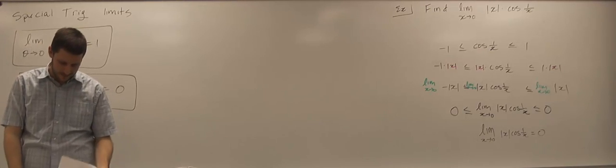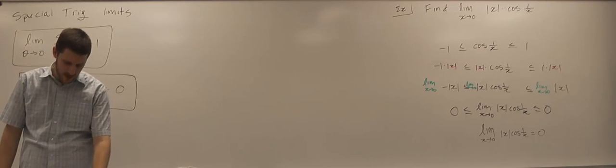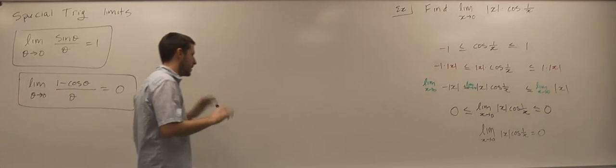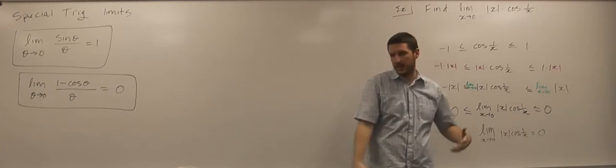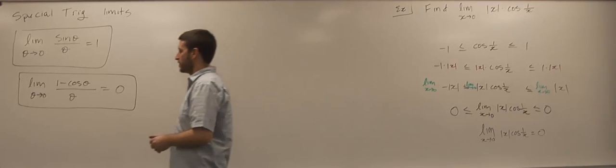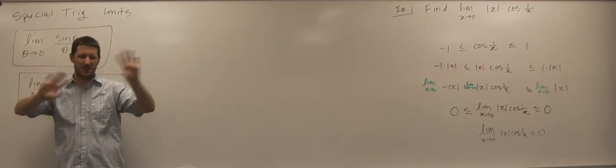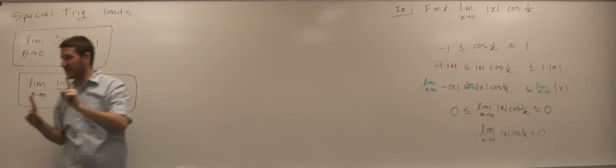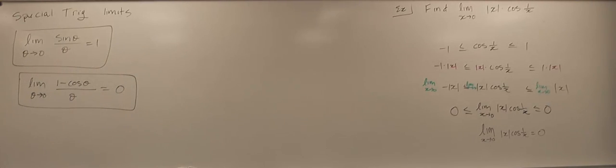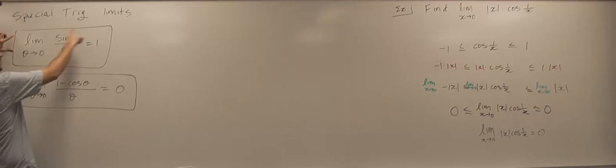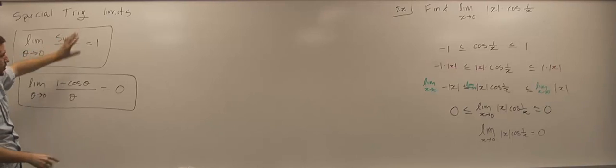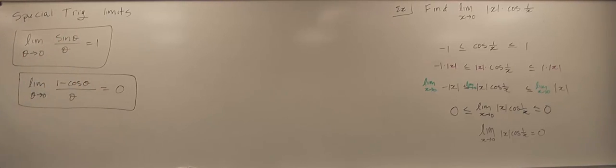Now, your book goes through this proof, and it's nice. I don't want to do it, because it requires geometry in the area of the sector of a circle. But I will give you something kind of cool. I'm going to show you really quickly one quick way you can sort of believe that this one is true. We don't care about this one.